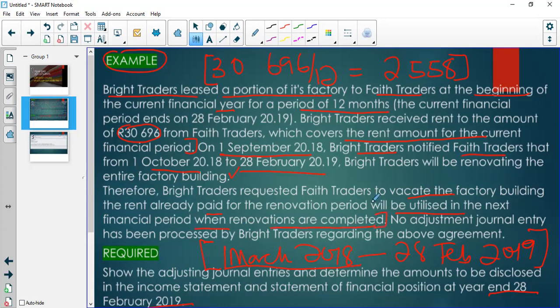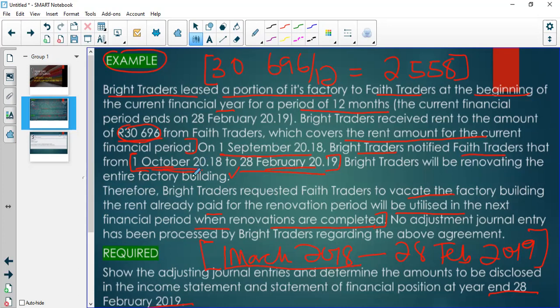All right. So we need to account for this, because we received 30,696, but we did not become entitled to everything. We only become entitled if we provide a service. But if you see here, from the 1st of October to the end of February, we did not provide a service. Therefore, we are not entitled to that rent. We could have refunded them, but we didn't. We said, we will keep the money, later on you can come. So the amount that was paid for these months was not earned by Bright Traders.